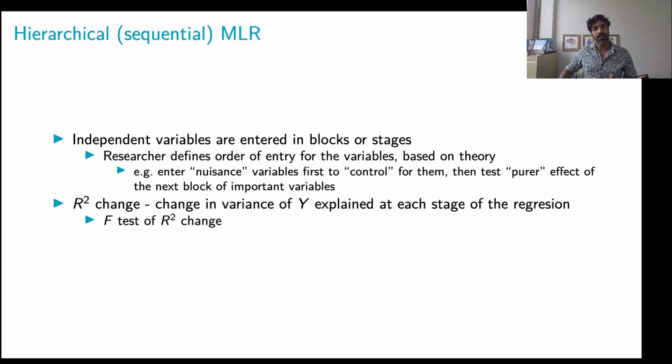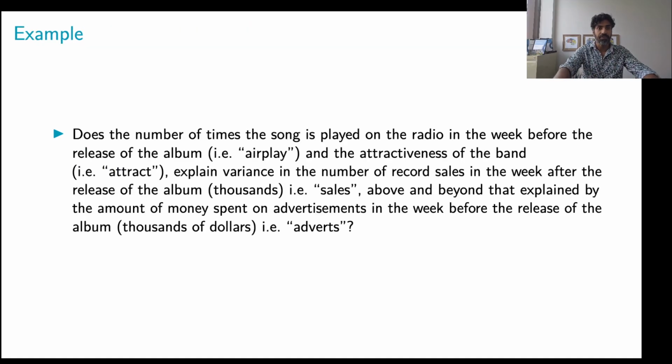Then you run another model and you see what the effects of those factors are. So that could unintentionally drive you through to the hierarchical regression pathway. So R-squared change is a change in variance of Y explained at each stage of the regression model. And you could do an F-test of the R-squared change. So you could see, is there a significant difference in the change in R-squared between models?